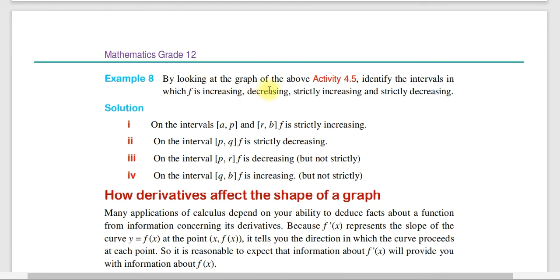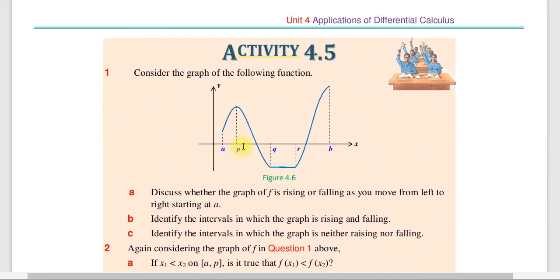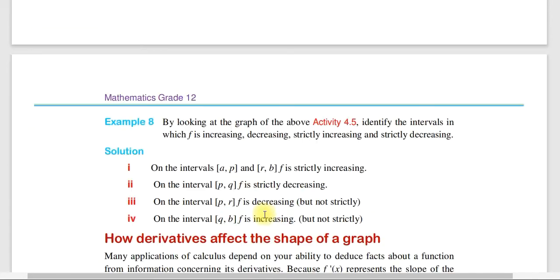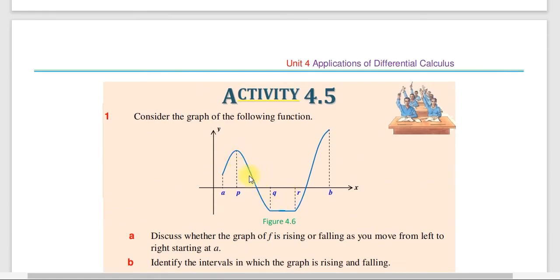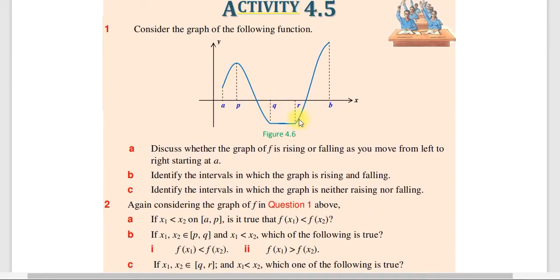By looking at the graph of the above activity, identify the intervals in which f is increasing, decreasing, strictly increasing, and strictly decreasing. On the intervals a to p and r to b, f is strictly increasing. On the interval p to q, f is strictly decreasing. On the interval q to r, f is decreasing but not strictly.